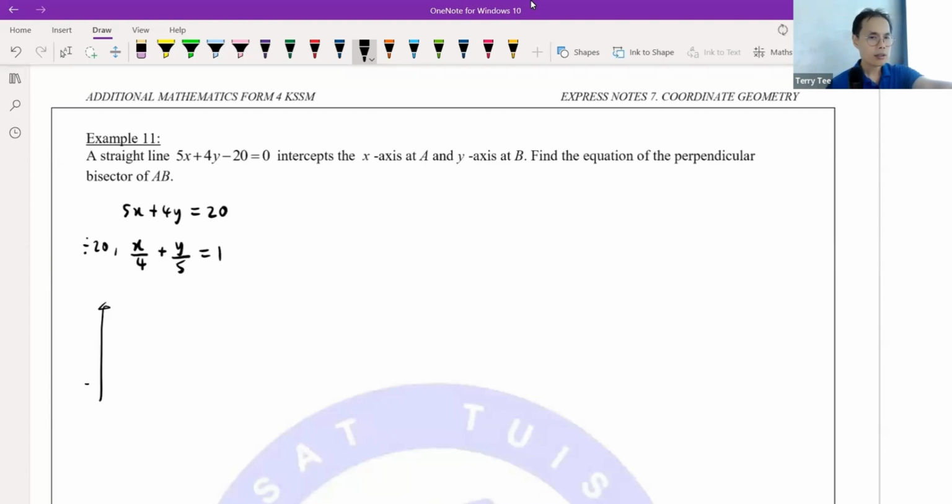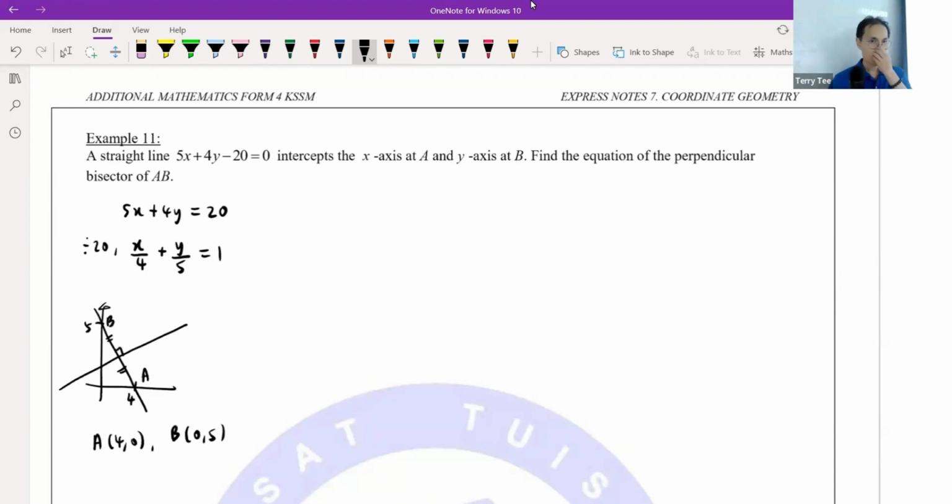So picture this. The graph should look something like this, where this is now 4, this is now 5. My x-intercept is 4, my y-intercept is 5. And your x-intercept is your point A. You can write here, A is (4, 0), and your B is (0, 5). What are we finding? We're finding equation of perpendicular bisector. So you just have to do one extra step. That is, you need to find what is the coordinate point A and B first before you can find equation of perpendicular bisector.